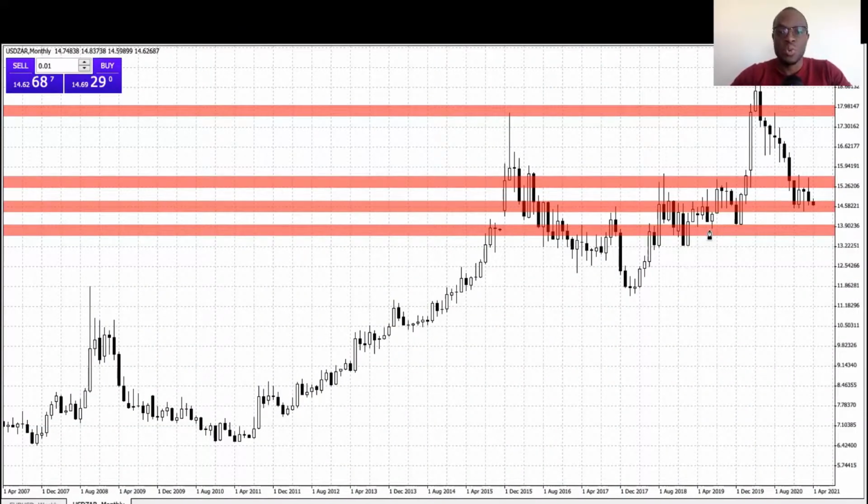We'll be expecting three movements. We'll be expecting either movement to the sideways, movement to the upside, or movement to the downside. We're going to start with the downside movement, right?